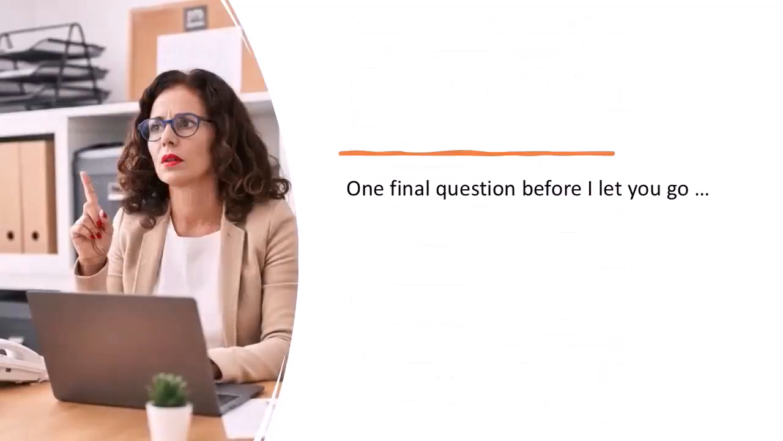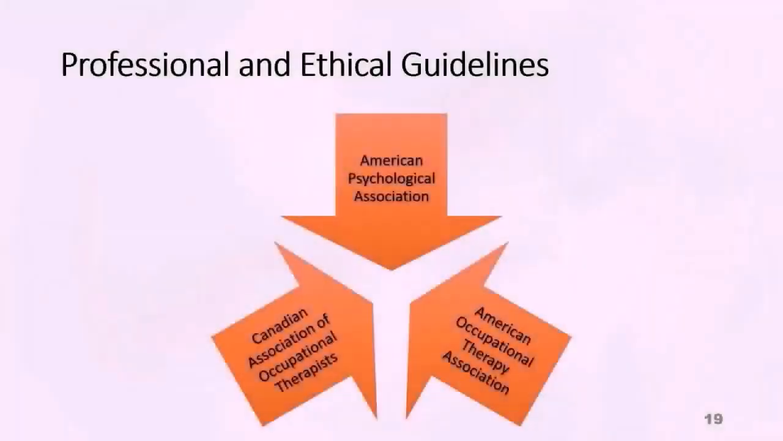One final question. Does the DCAT comply with relevant employment laws and guidelines? Yes, absolutely. The DCAT developers have ensured compliance with all professional and ethical guidelines, including those from the American Psychological Association, the American Occupational Therapy Association, and the Canadian Association of Occupational Therapists. They have decades of experience designing tests that are proven to be safe, reliable, and valid predictors of competitive employment.